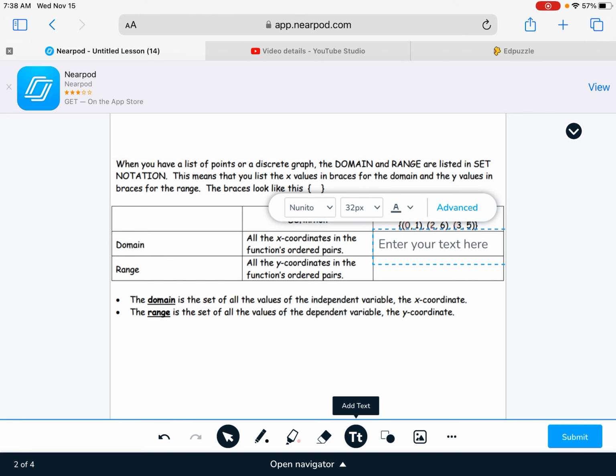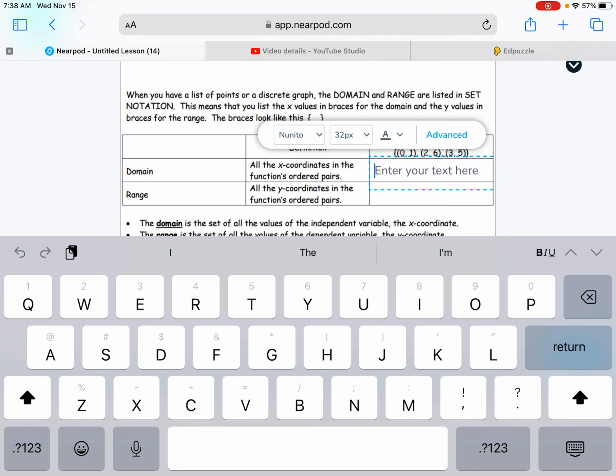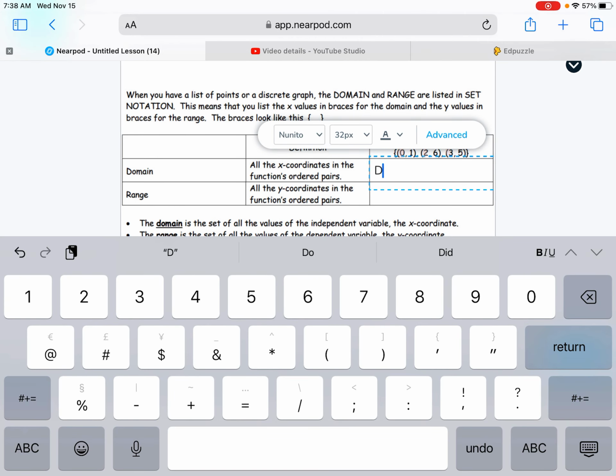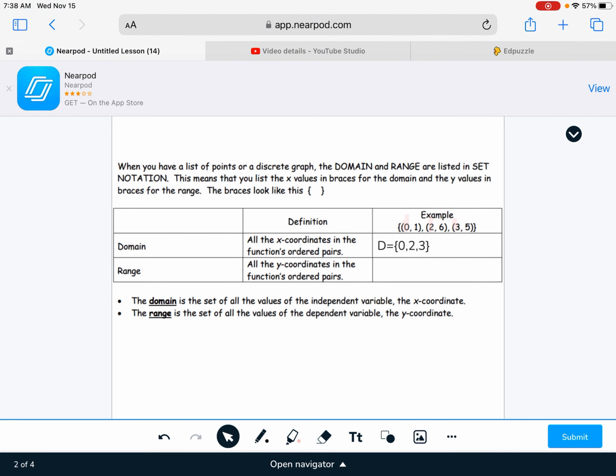And so I'm going to list that here, and that is going to be my domain. When I write this, I'm going to say that D equals, and we're going to go ahead and open up the braces. We're going to list out those numbers: 0, 2, and 3, and then I'm going to close it as well. That's how I'm going to list the domain for this.